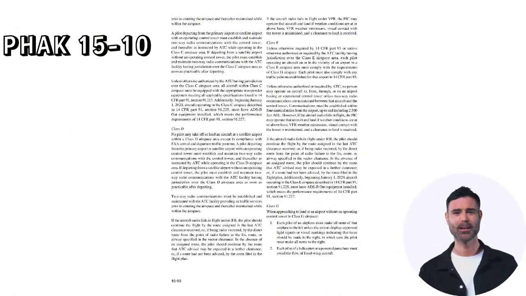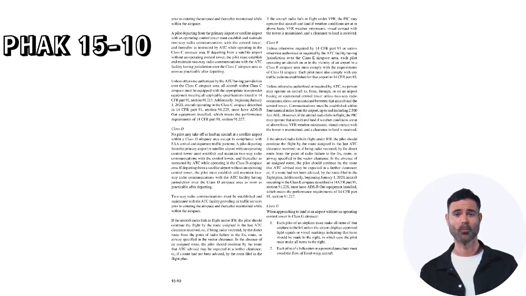Unless otherwise authorized by the ATC having jurisdiction over the Class C airspace area, all aircraft within Class C airspace must be equipped with the appropriate transponder equipment, meeting all applicable specifications found in 14 CFR Part 91, Section 91.215. Additionally, beginning January 1, 2020, aircraft operating in the Class C airspace described in 14 CFR Part 91, Section 91.225 must have ADS-B out equipment installed, which meets the performance requirements of 14 CFR Part 91, Section 91.227.